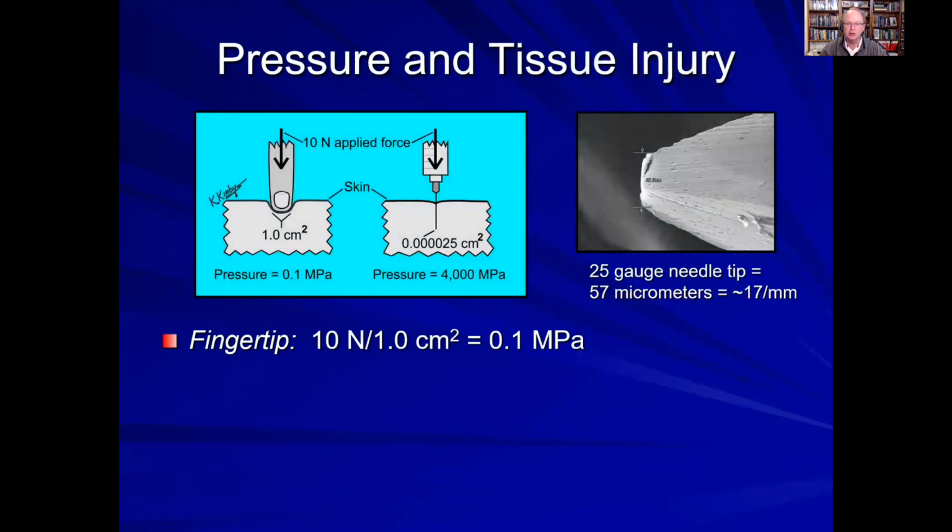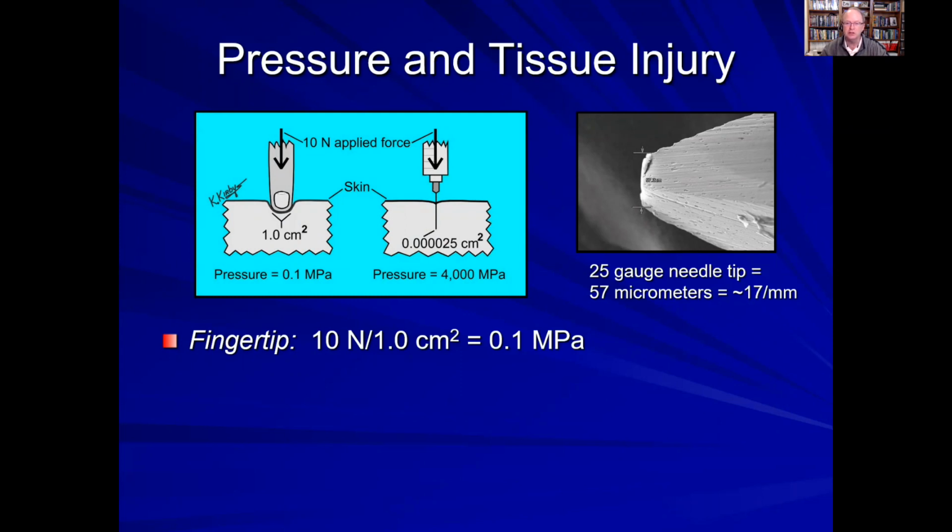When we look at tissue injury and pressure, this is why it is so important for us to understand as podiatrists that pressure and excessive pressure can cause injury, especially to the plantar foot. So I want to give some real-life examples of things that we can relate to so you can better understand how pressure and force are very different from one another.